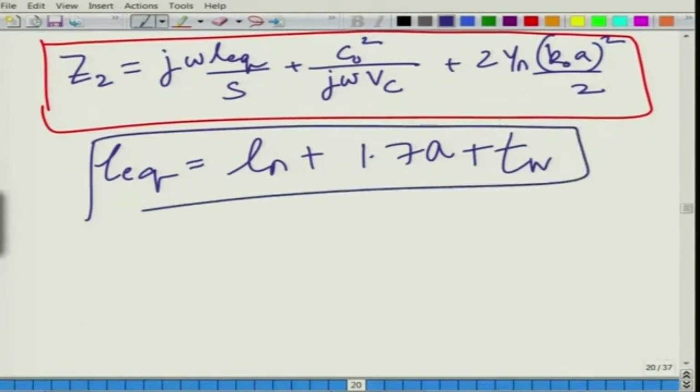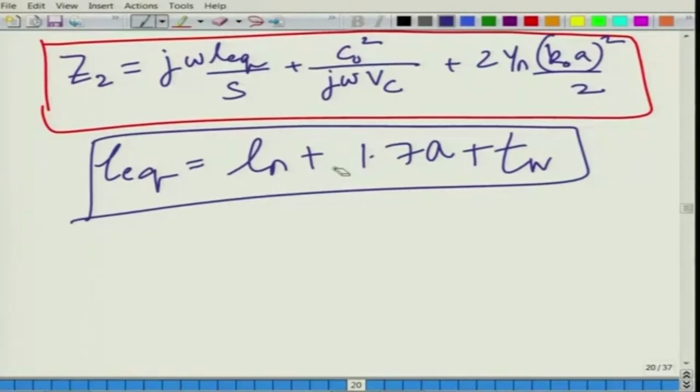So, whenever you are considering the length of the neck, it is important to consider the end correction 1.7 A. It may so happen, depending upon the radius, that 1.7 A is quite comparable to Ln. In that case, it will be a mistake to neglect the end correction. The point I am trying to emphasize is the importance of these values.